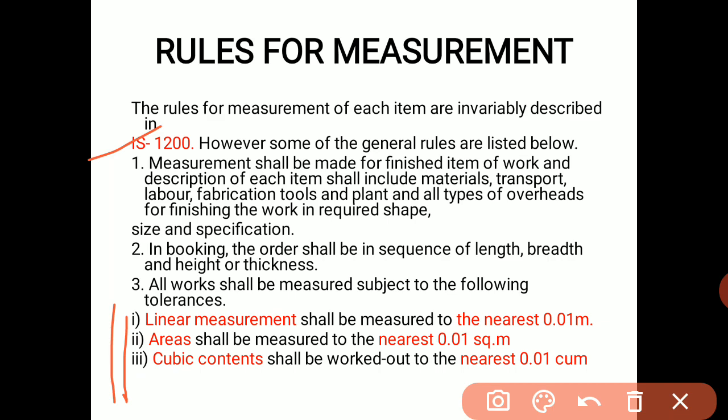The linear measurements, meaning length, shall be measured nearest to 0.01 meter. Areas shall be measured nearest to 0.01 square meter. Cubic contents are worked out to the nearest 0.01 cubic meter. So these are the rules for measurement, and these are the limiting values. Up to that nearest value we have to measure our length. That will be quite accurate. This can be asked as an MCQ.